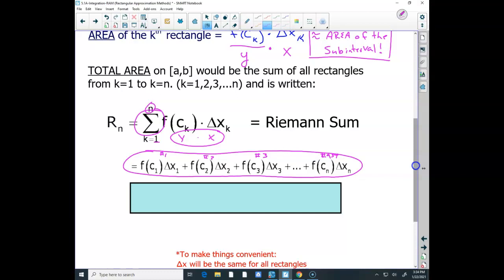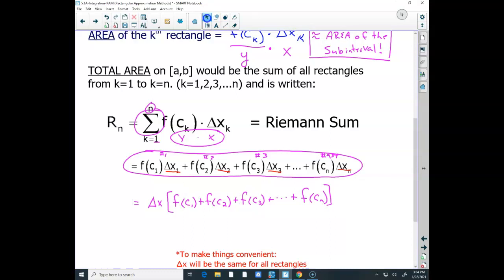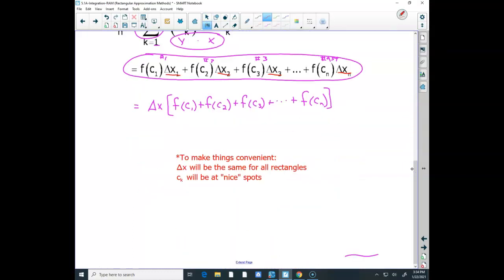Because we're being smart about this, we're making our calculations easy. Remember I said we are keeping all of the widths the same. Because all of those widths are the same, we can factor that width off each one of these rectangles. Bottom line, what we end up getting is the width of the rectangle times the sum of the heights of the rectangle. Oops, better put a bracket there. And that approximates the area under our curve.